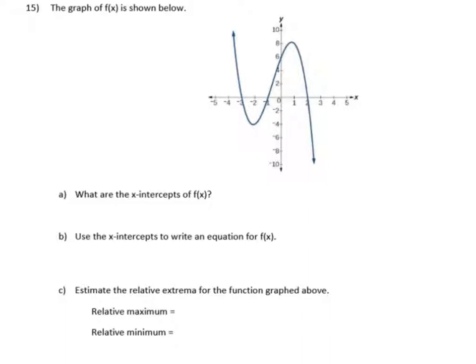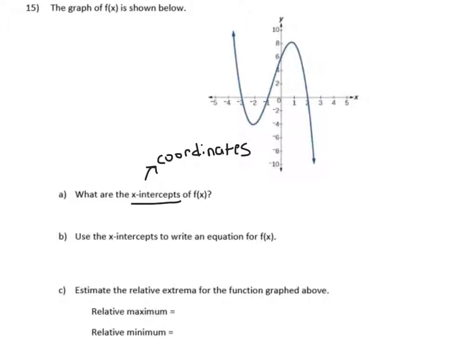Now, if they had asked for the zeros instead of the x-intercepts, you would just write the x values. X equals -3, x equals -1, and x equals 2. But when they ask for the x-intercepts, they want you to write these as coordinates. So if you just want to put that in your notes. Okay, they don't want them as just the x value. They want you to write them as coordinates.